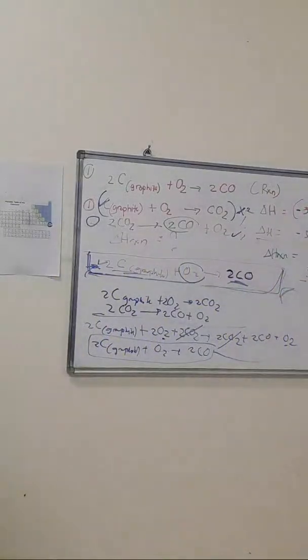So the answer is that the enthalpy change of reaction is positive 220.99 kilojoules, meaning this is an endothermic process. Meaning the heat energy is being absorbed by the system, coming from the surroundings. Meaning to say, the surroundings are releasing heat energy to the system.